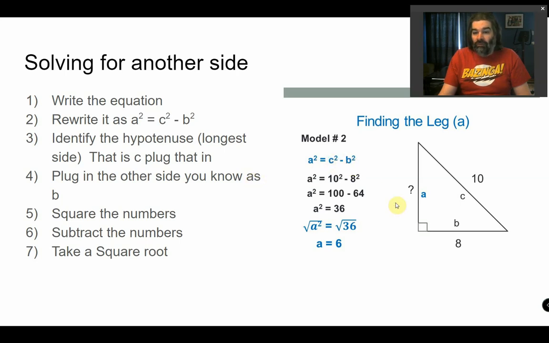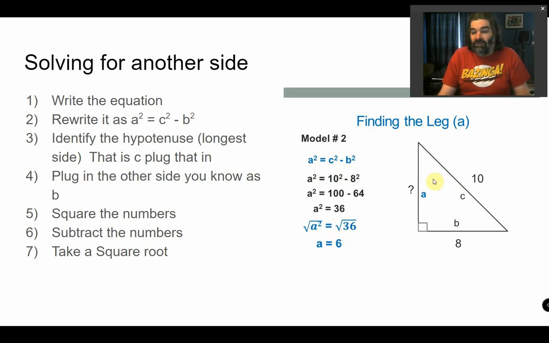Identify the hypotenuse. That's the longest side. Make sure you plug that number in for your C. That's the only way you can get this wrong. Then plug the other number in for your B, square them, subtract them, take a square root, and you got your answer. So again, it's exactly the same thing.